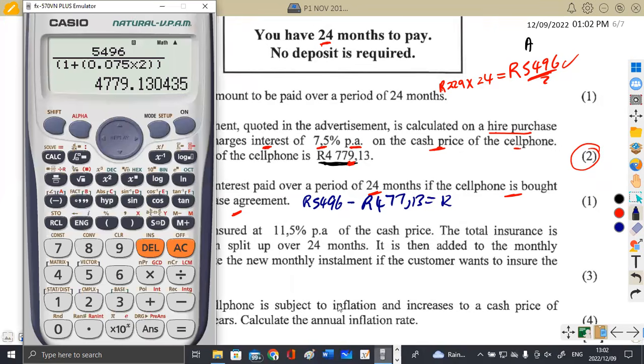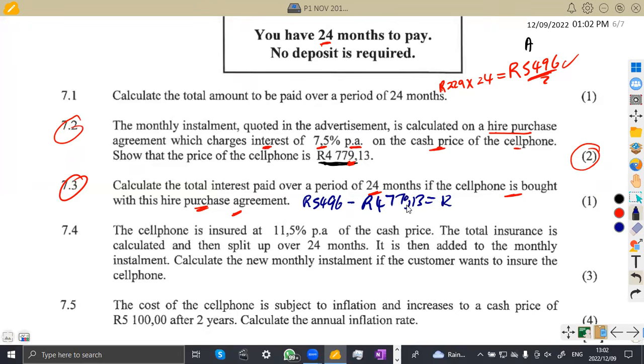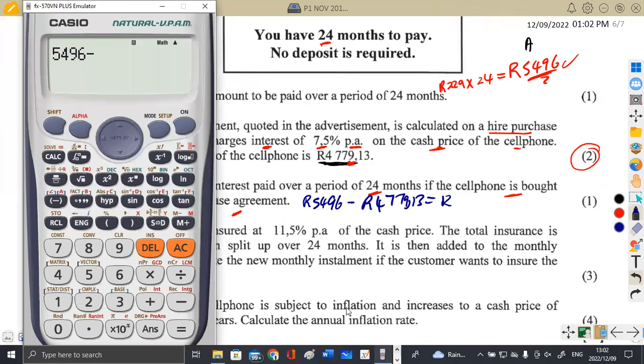Okay, so let's just subtract 5,496 minus 4,779. There's a 9 there. All right, you can see that there's a 9. It's 4,779,13.